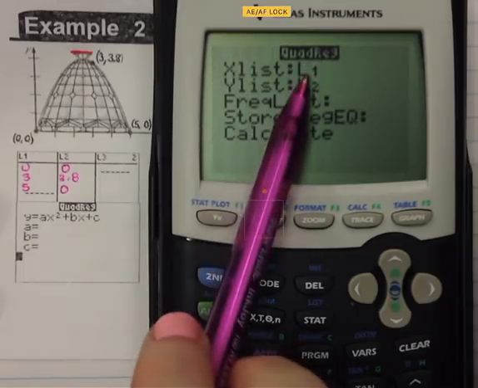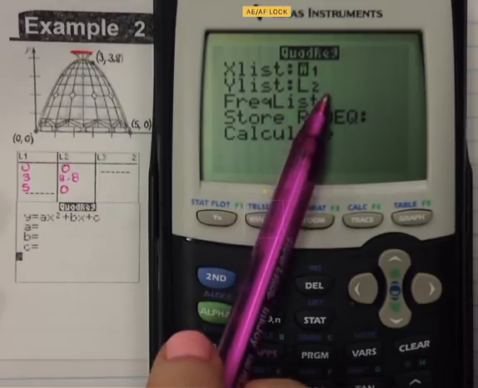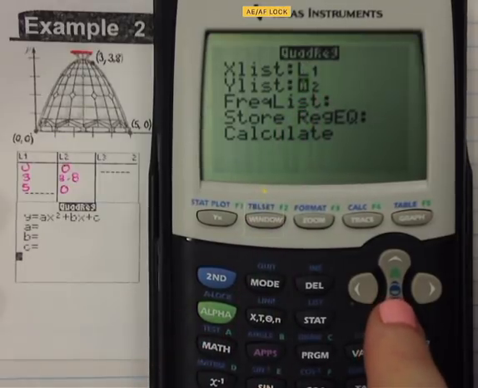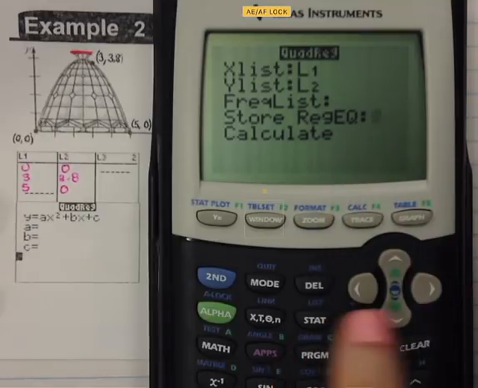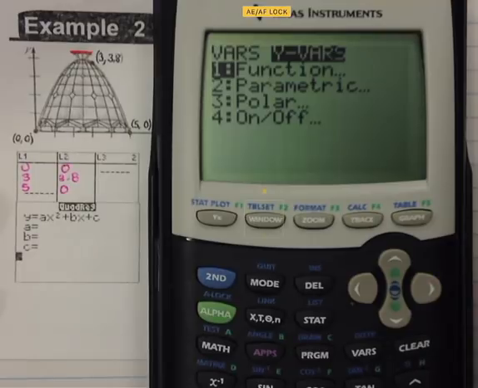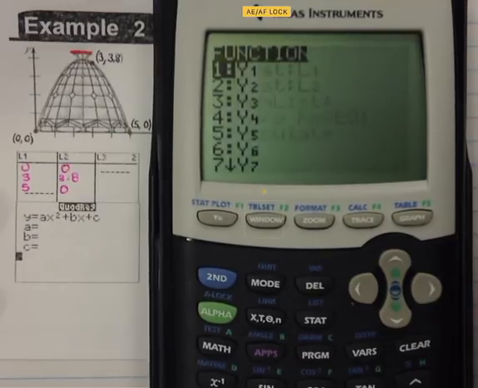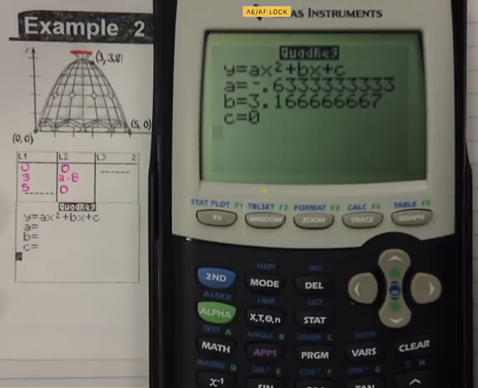And again, my L1 is my x's. My y's are my L2, so that's good. Skip over frequency list. And you come down to store regression equation where your cursor is blinking. Now I press the vars, y vars, enter on 1 function, enter on y1, and we want to go down to calculate. This is the equation.